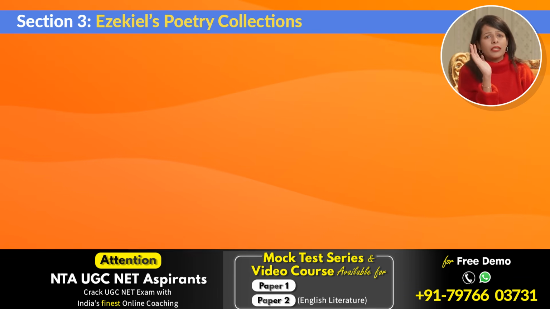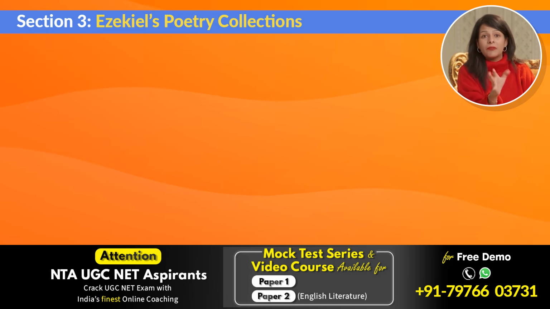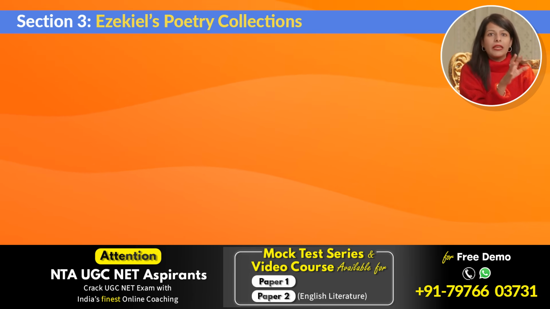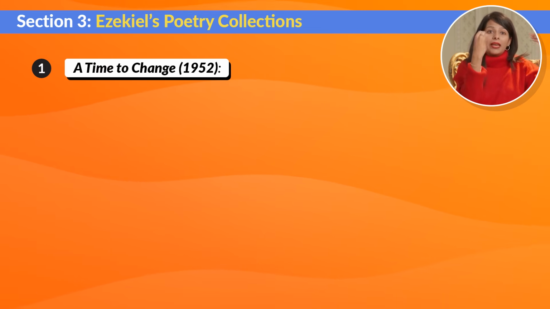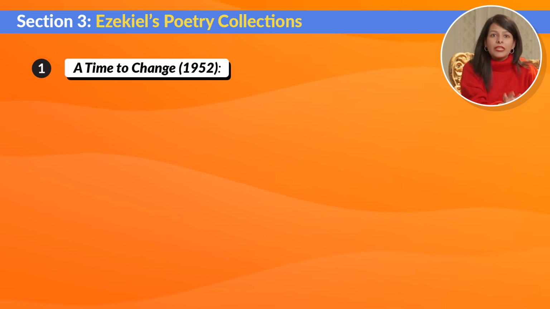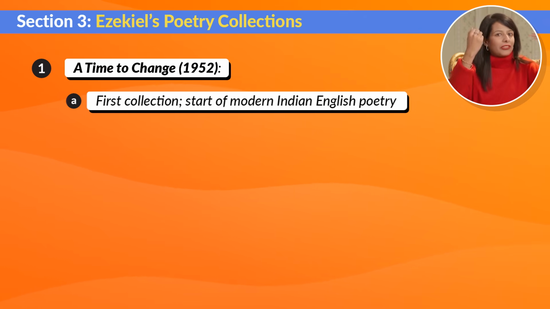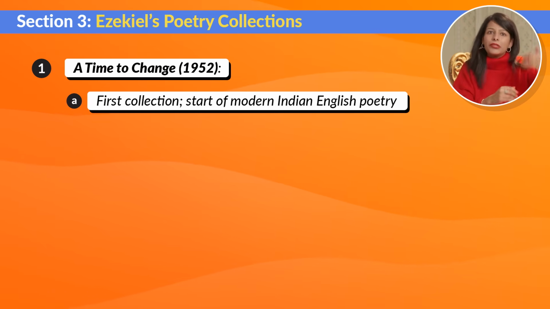Now, let us look at some of his most important works, starting with his poetry collections. All of these have been repeatedly asked in the UGC NET exams. Firstly, we have A Time to Change, published in 1952. This was Ezekiel's first collection and is often seen as the start of modern Indian English poetry.